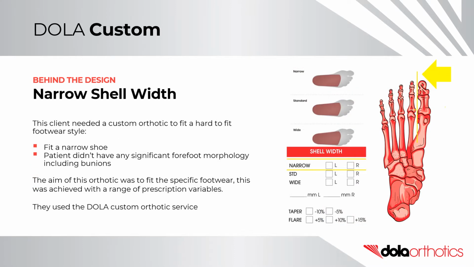Behind the design. Narrow shell width. This client needed a custom orthotic to fit a hard-to-fit footwear style. The shoe was very narrow, however the patient didn't have any significant forefoot morphology, including bunions. The aim of this orthotic was to fit the specific footwear. This was achieved with a variety of prescription variables. They used the DOLA Custom orthotic service.